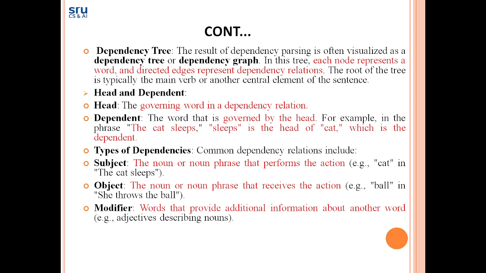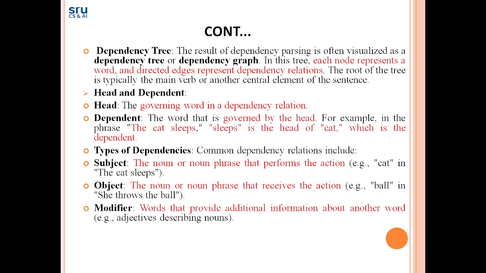Dependency trees: in this tree, each node represents a word and directed edges represent dependency relations. Head and dependent. Head: the governing word in a dependency relation. Dependent: the word that is governed by the head. For example, in "the cat sleeps," sleeps is the head of cat, which is the dependent.